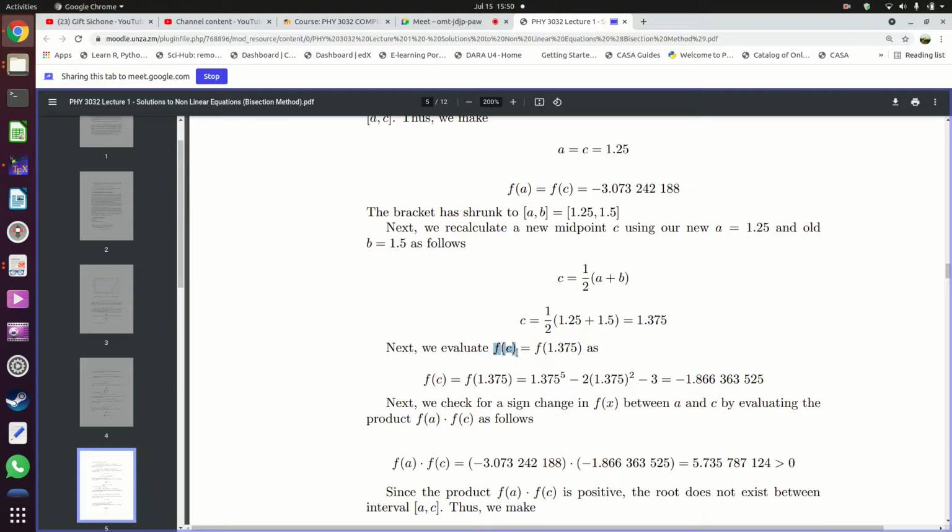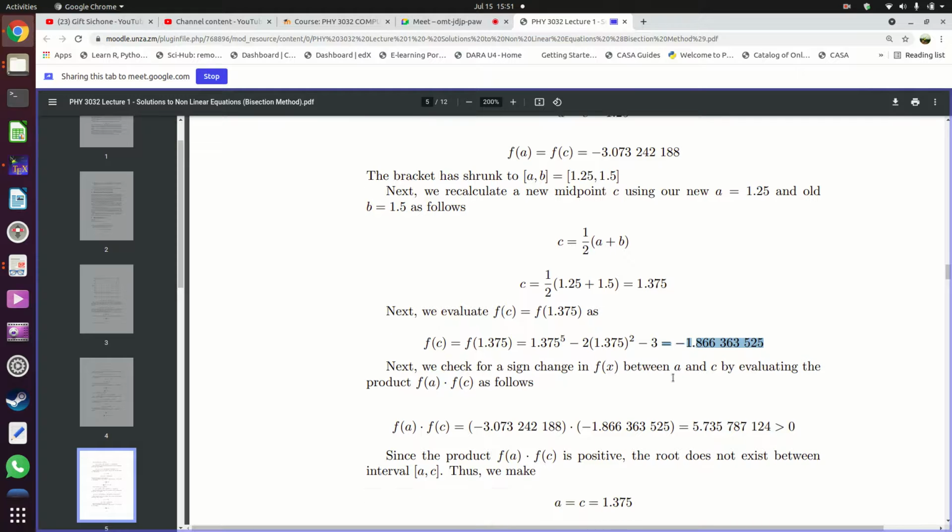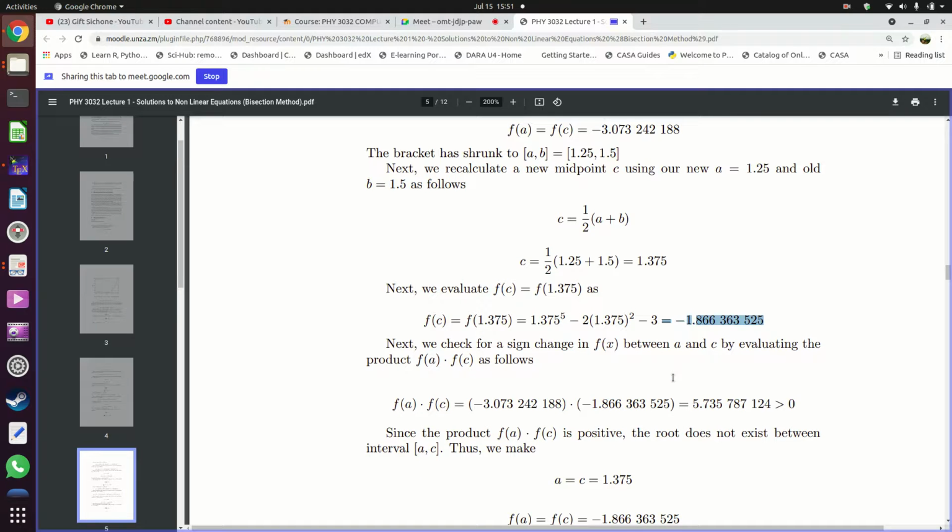So f of C, which is the value of the function at the midpoint, f of 1.375, is going to be 1.375 to the power 5 minus 2 times 1.375 to the power 2 minus 3. This is going to give you minus 1.866363525. This is a negative. So the function at this new midpoint has got a negative value. So you've got a midpoint, C, which has got a negative value.